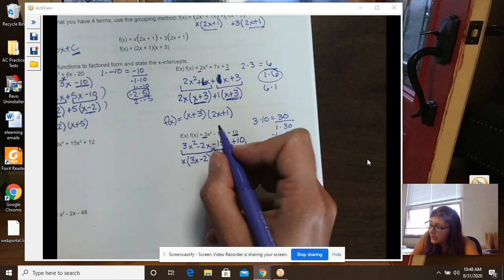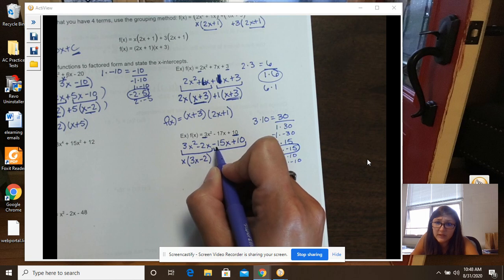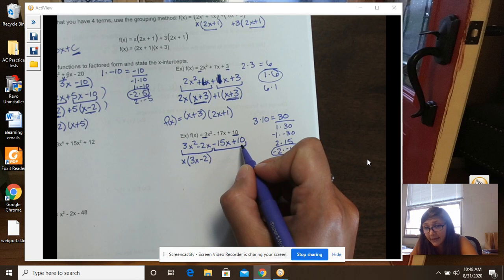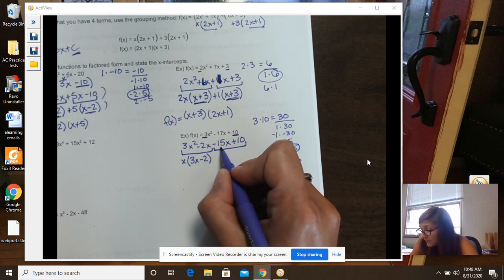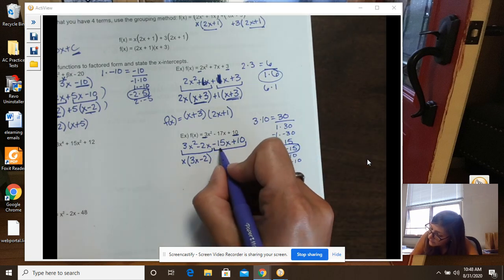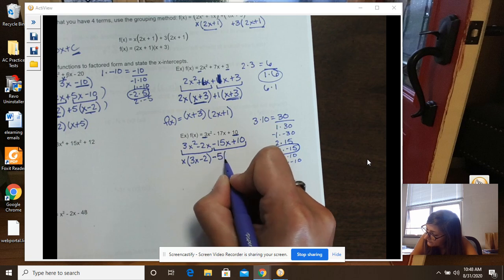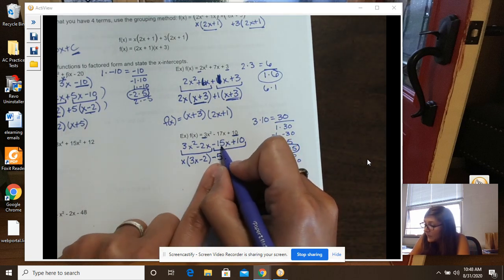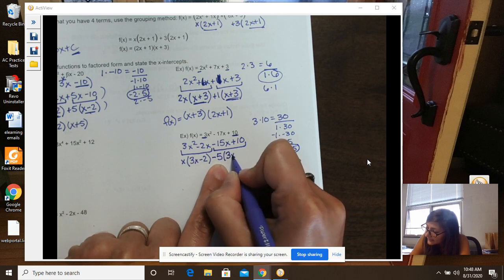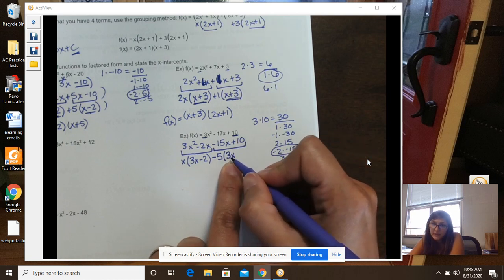For my second group, notice that our first term in the second group is negative, so we're going to have to be careful with our signs here. So I've got negative 15x plus 10. 15, negative 15 and 10 would have a common factor of 5. Since this starts as a negative, I'm going to factor out a negative 5. Okay. So negative 15x divided by negative 5 gives me positive 3x.